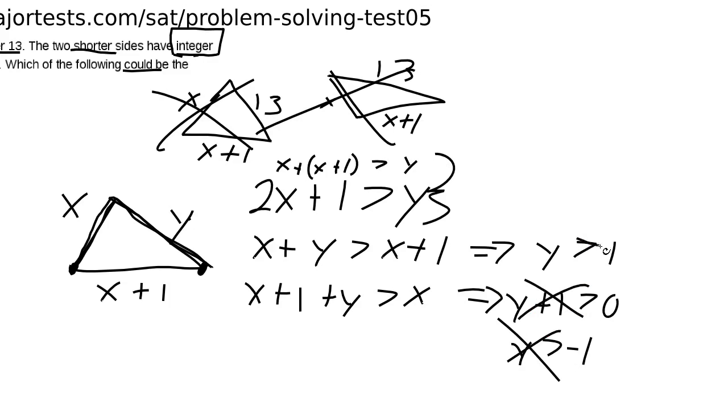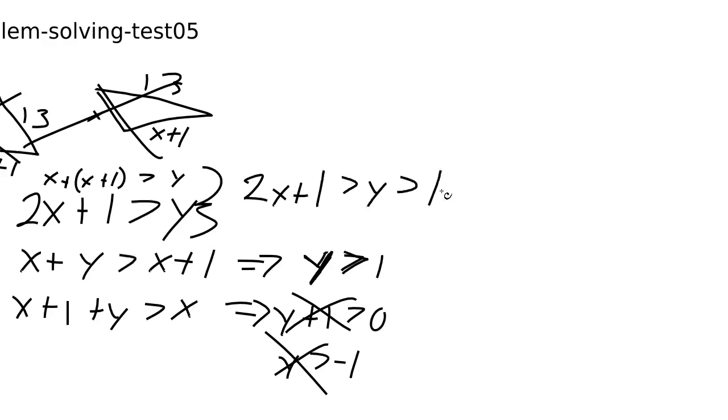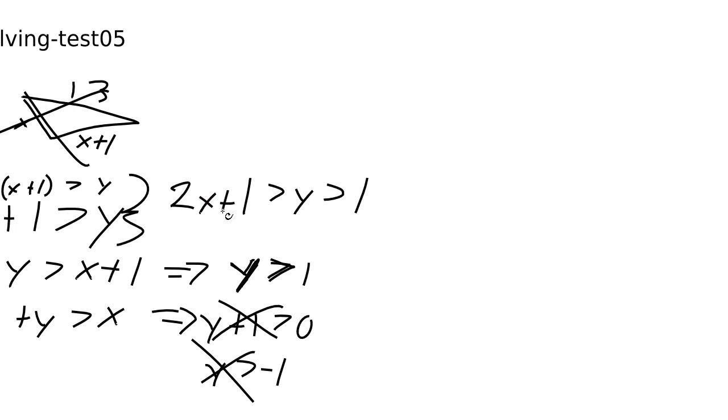y is greater than 1, that tells me something interesting. 2x plus 1 is greater than y. Okay, I don't know if this is going to answer my question or not, but 2x plus 1 is greater than y, which is greater than 1. Well, 2x plus 1 is greater than 1. Oh, that doesn't tell me much. That tells me 2x is greater than 0. Whoop-de-doo.